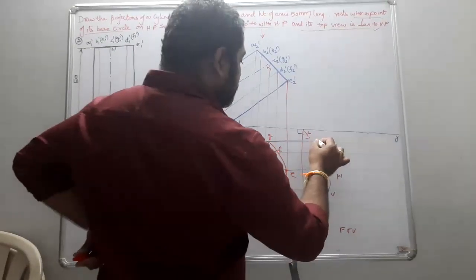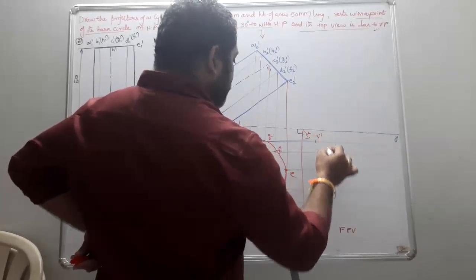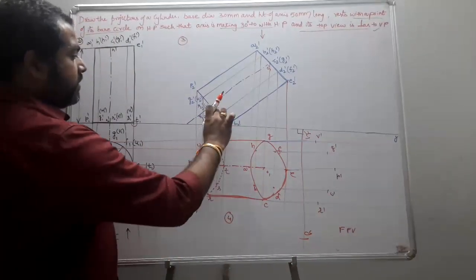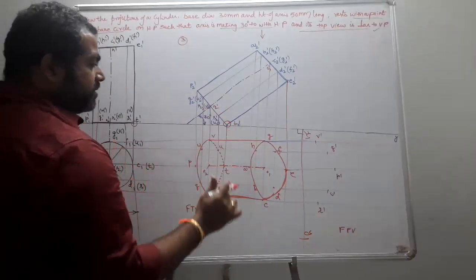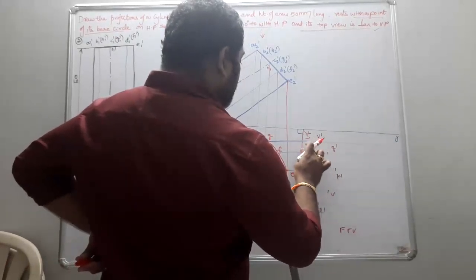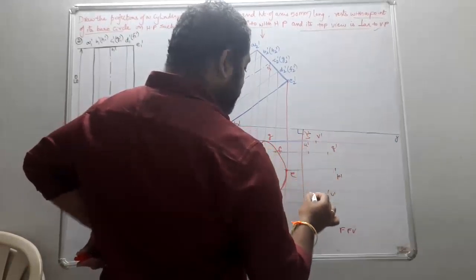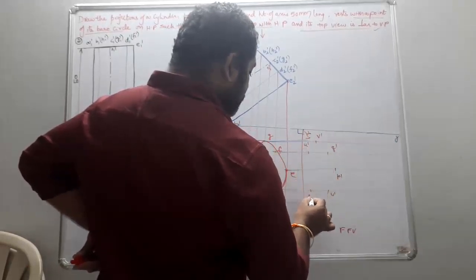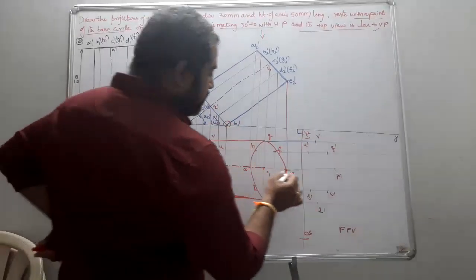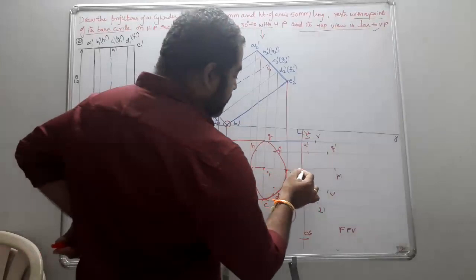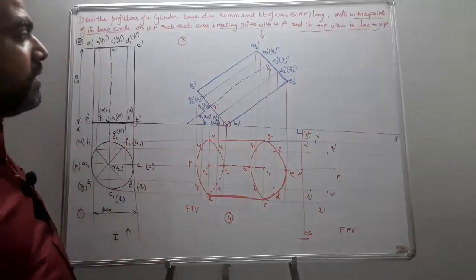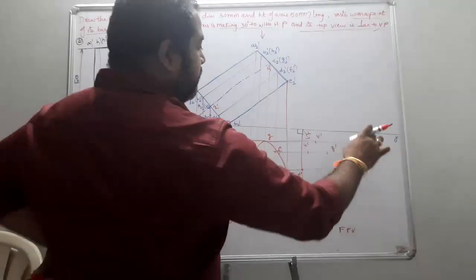So this is V dash, R dash, and next it is U and S. U dash, S dash, and T dash is the point on XY itself. So this T point comes on XY. Now similarly put your points of A, B, C, D, E.